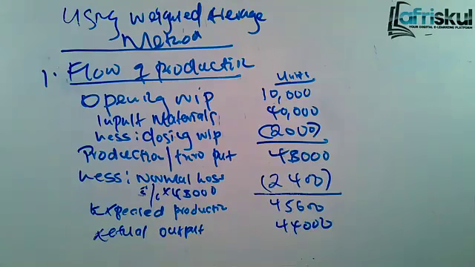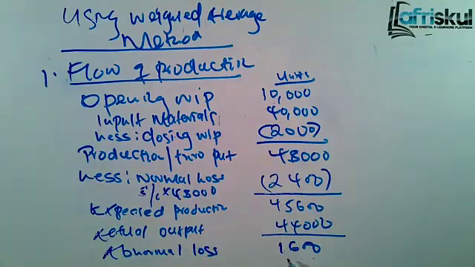So now you ask yourself a question. We expected to get 45,600, but the actual output was 44,000. So less than what we expected. So the difference is called abnormal loss. You expected to produce 45,600 units, but the actual output was 44,000. So the difference, between 45,600 and 44,000, that is 1,600, is abnormal loss. So that is number 1, the statement of flow of production.